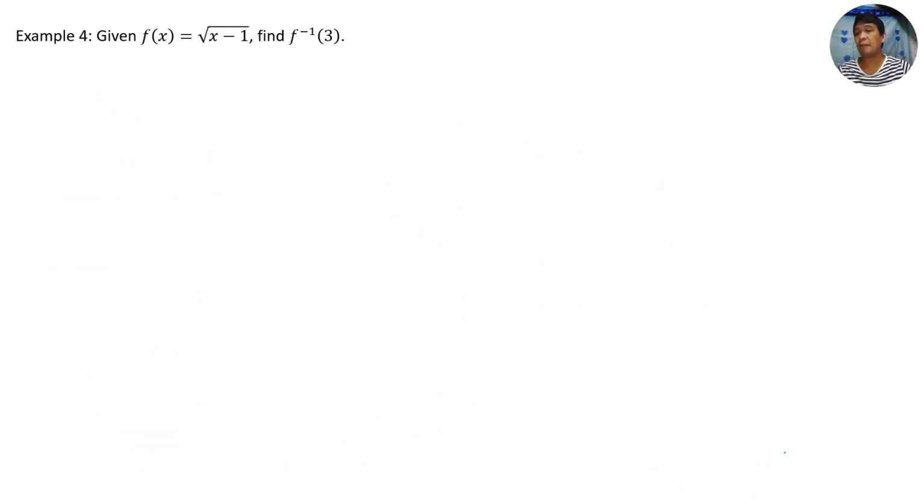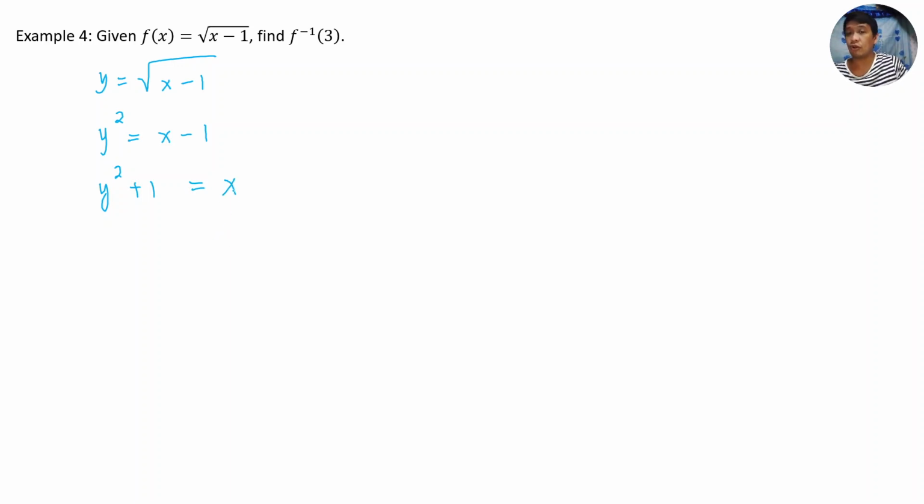For the last example, we have f of x is equal to square root of x minus 1. And then evaluate f inverse of 3. So again, step 1, replace f of x with y, square root of x minus 1. So to solve for x, I just need to square both sides. y squared is equal to x minus 1. Transpose that there, magiging y squared plus 1 is equal to x.